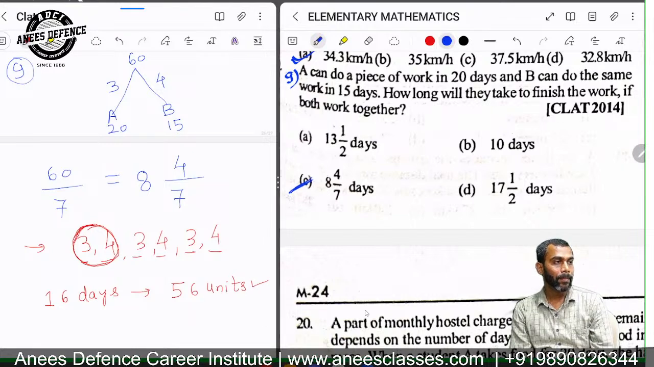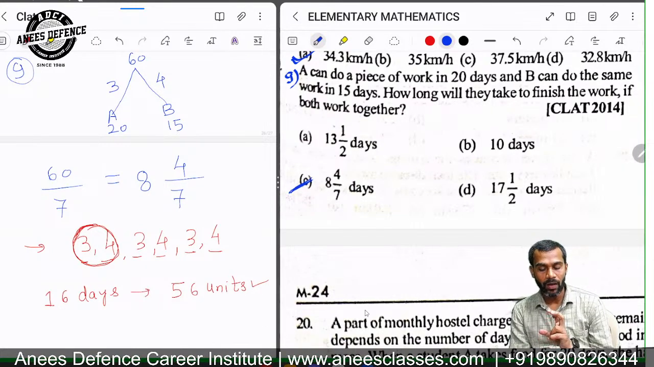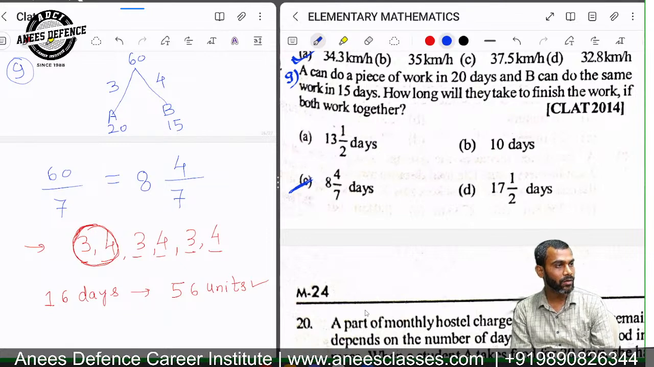Why? Because in each pair of 2 days, 7 units of work will be completed. So 7 8s are 56. So 8 pairs, 16 days, because in every pair 2 days are there. Understood? See, each pair finishes how many? 7 units. How many pairs are needed here? 8.